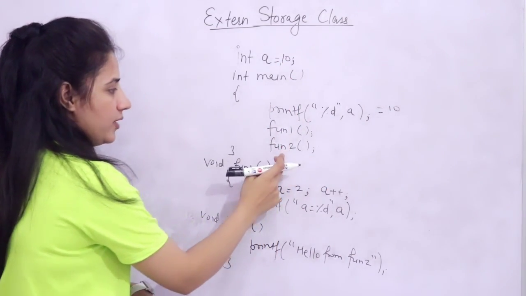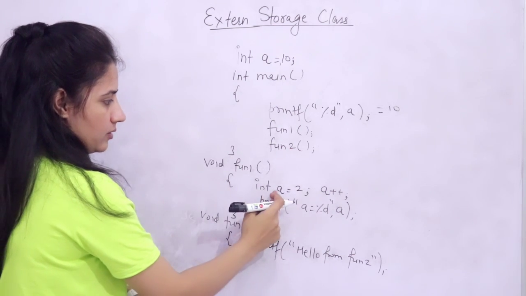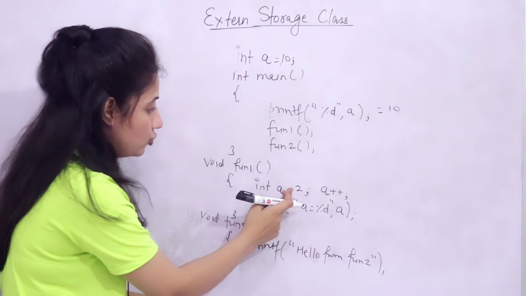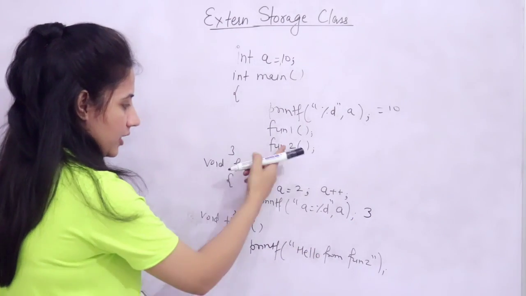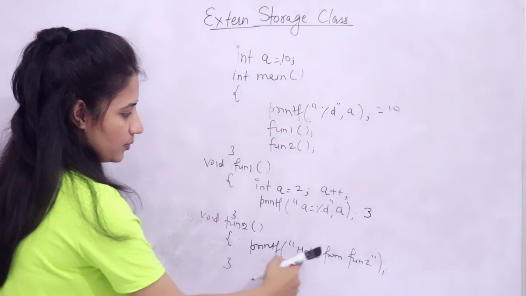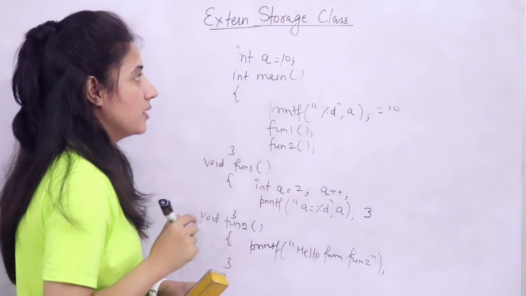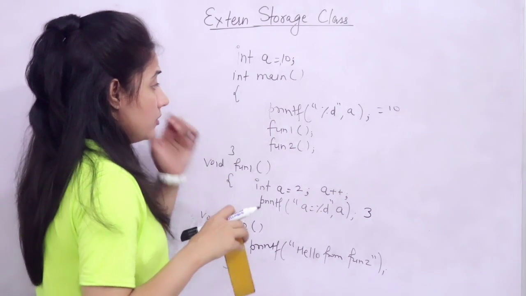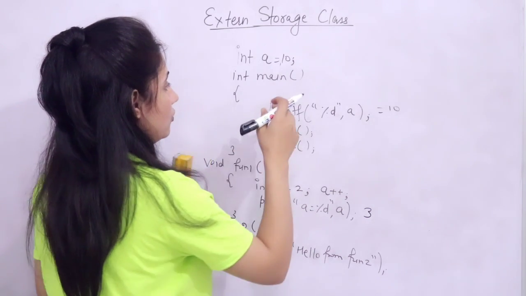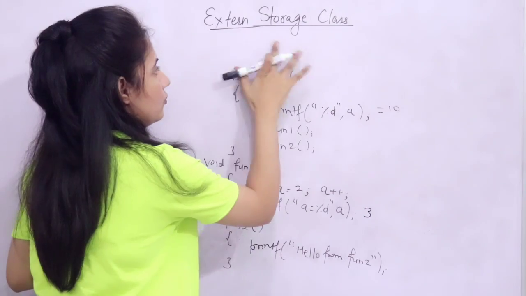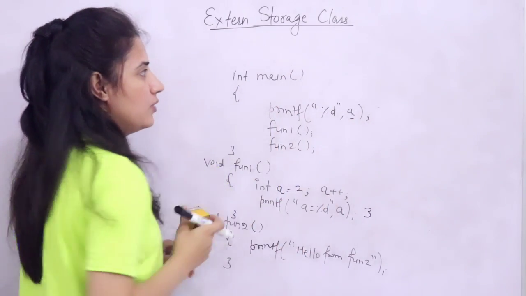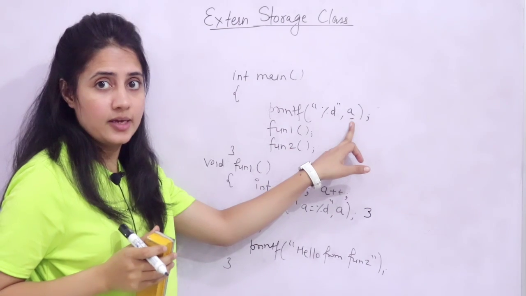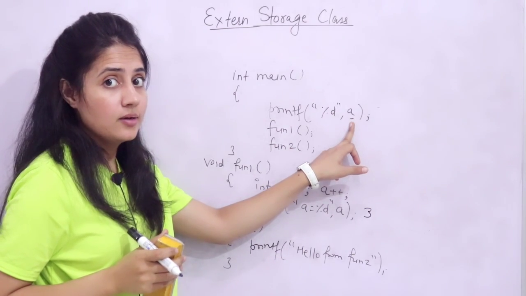Now it will call function 1 and then function 2. In function 1 we have a local variable a equal to 2, and then a plus plus makes it 3, and it will print 3 here. Function 2 will just print hello from function 2. That's it, right? Now suppose I don't write int a equal to 10 here. Then this a will give an error: a is undeclared.